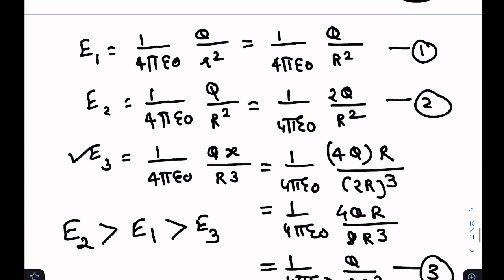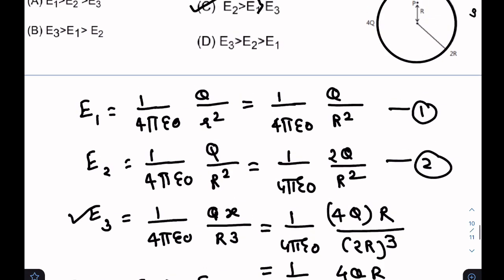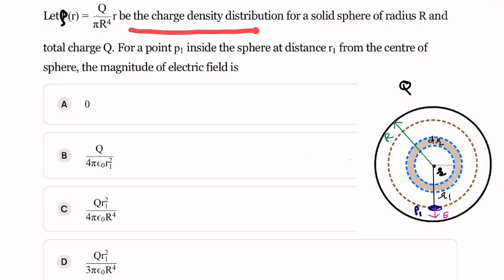E2 is greater than E1 greater than E3. Let rho be the charge density distribution for a solid sphere of radius R. Now, a solid sphere is nothing but non-conducting, with total charge Q. Let P1 be a point inside the sphere. This must be a non-conducting sphere, because for a conducting sphere the electric field intensity at an inside point is 0. Now, what is the electric field intensity at a distance r1 from the center of the sphere?